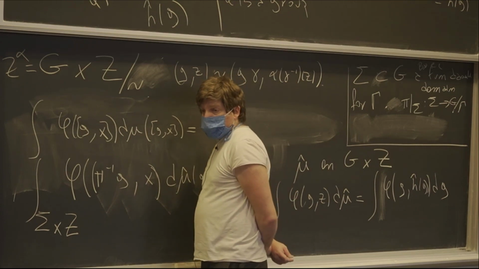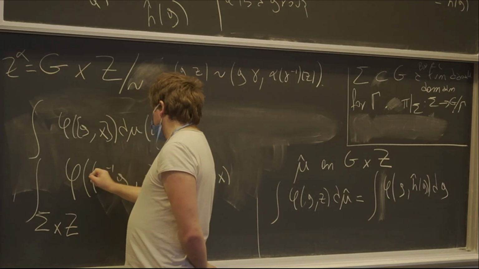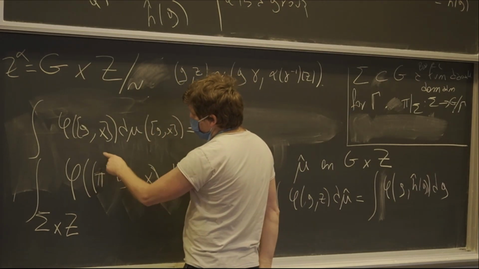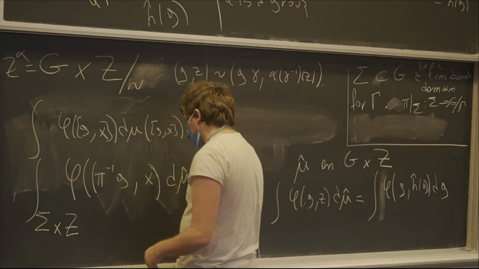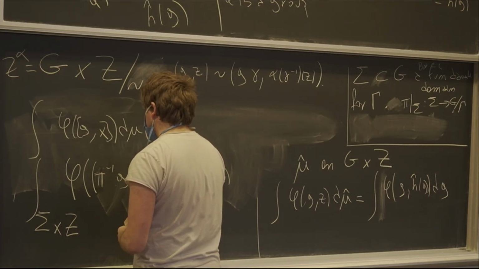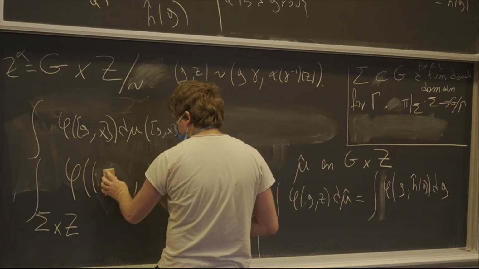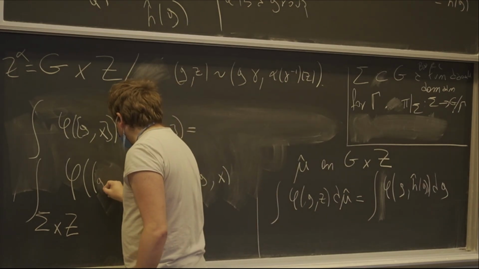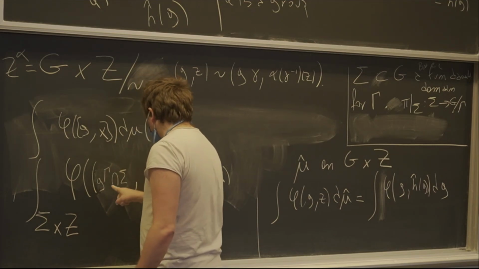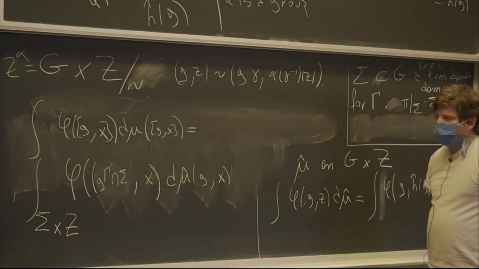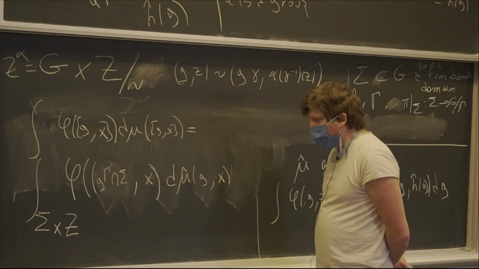well-defined measure. The fact that this is well-defined comes from the correct choice of G. Let me make it cleaner here. Instead of pi^{-1}, let me put here g gamma intersected with sigma. Then it should become more clear what this point is. This doesn't depend on sigma.